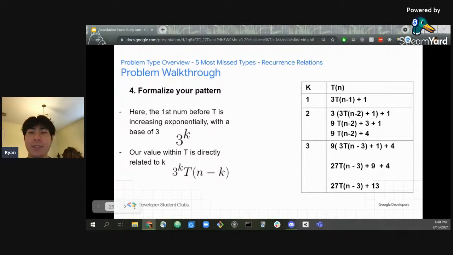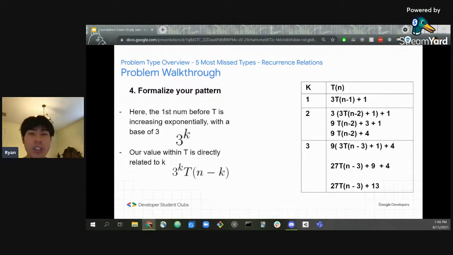Now, the last thing I have to do is find a pattern for that value to the right of the T. We have a plus 1, we have a plus 4, and we have a plus 13. Now, you can be stuck on this all day and not see the pattern very easily, and that's kind of what I did too when I saw this problem.